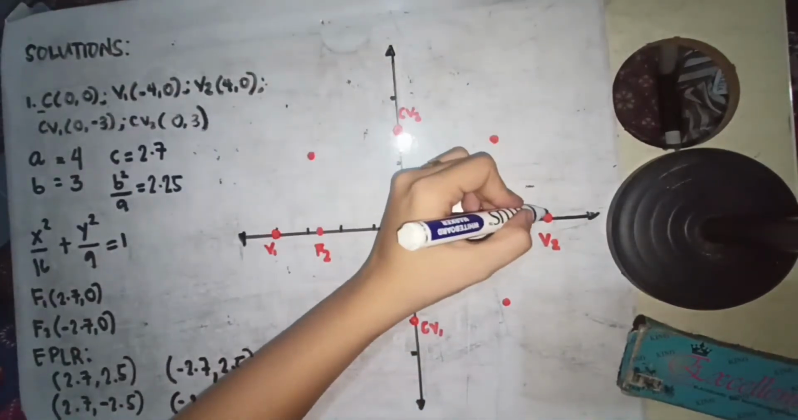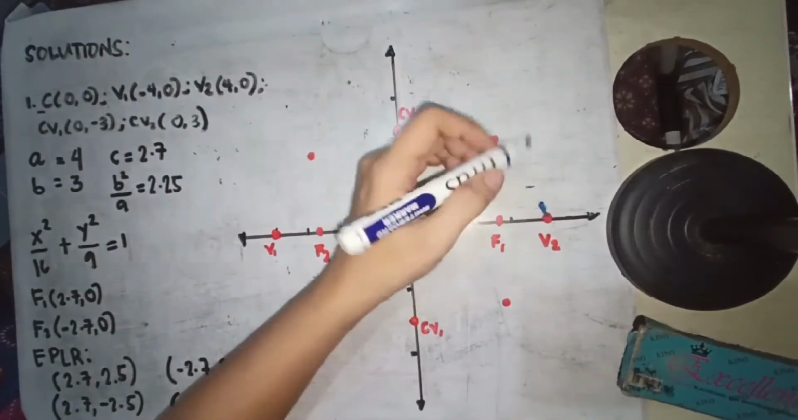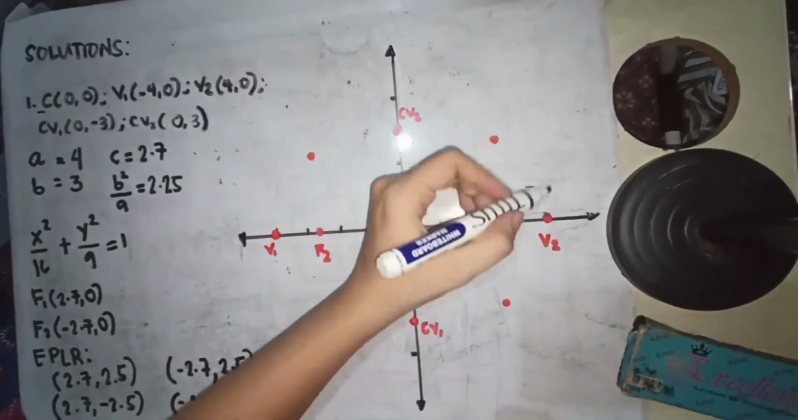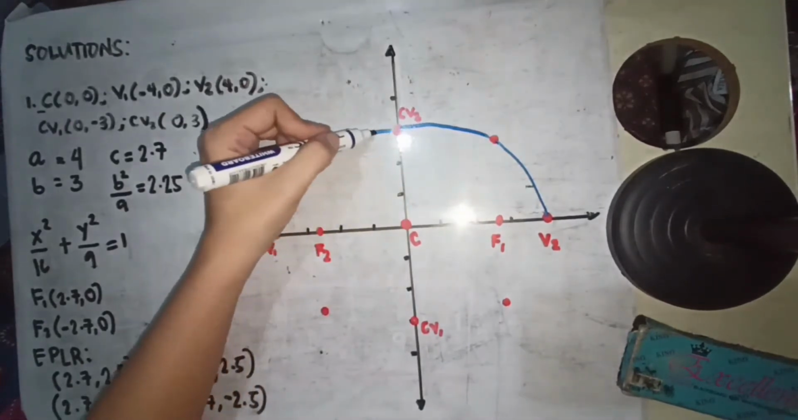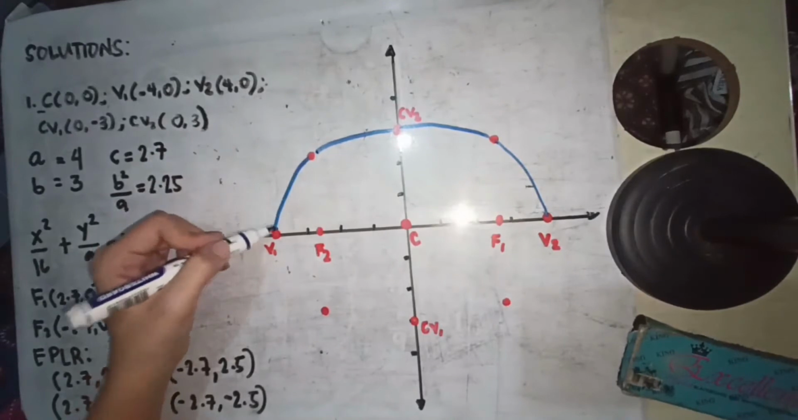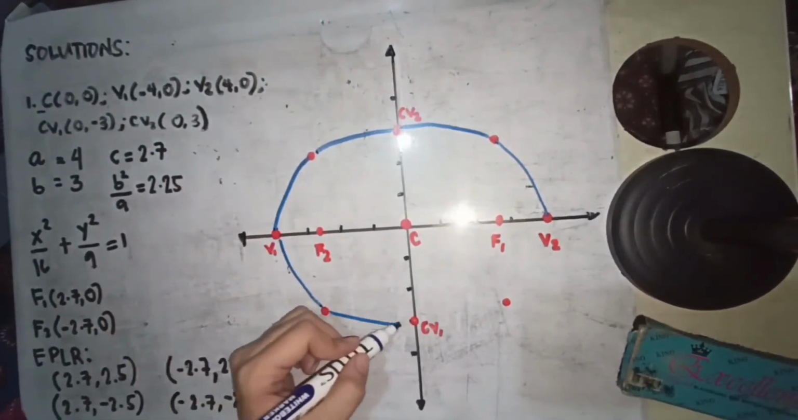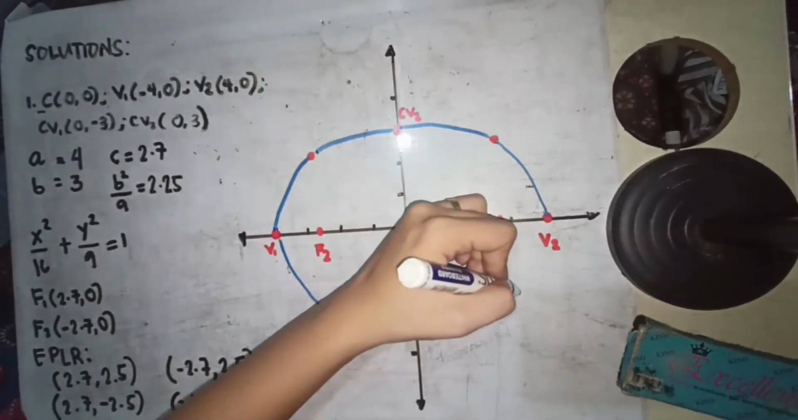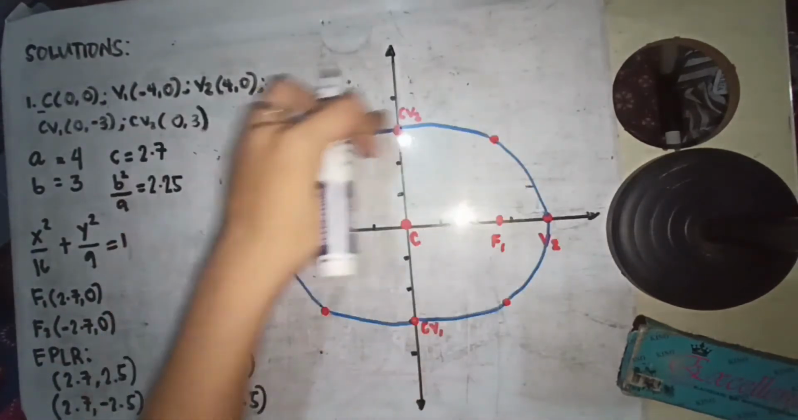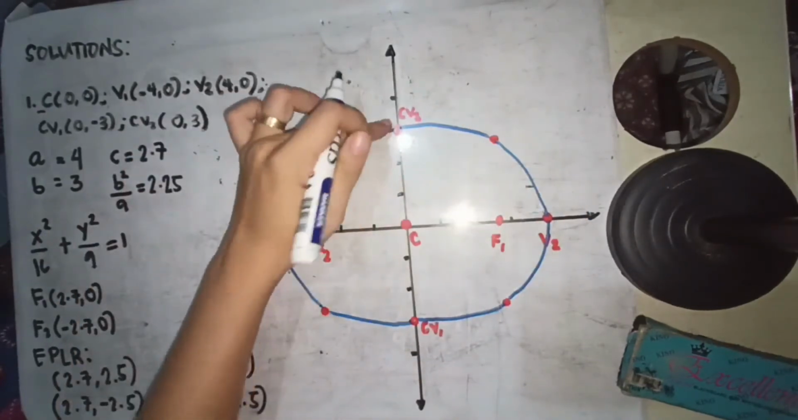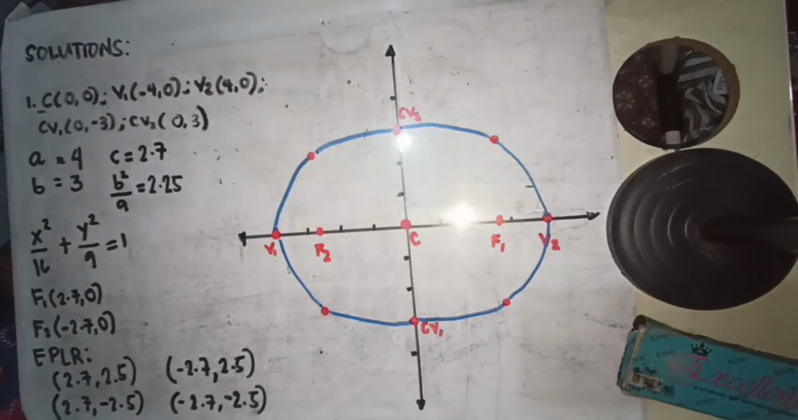Since our points are complete, we can now connect them, starting from our vertex. Assuming it is perfect, a perfect ellipse, that is the graph of our ellipse. Again, it is horizontal, lying down, with the major axis and minor axis. So that's it for the solution of our first example.